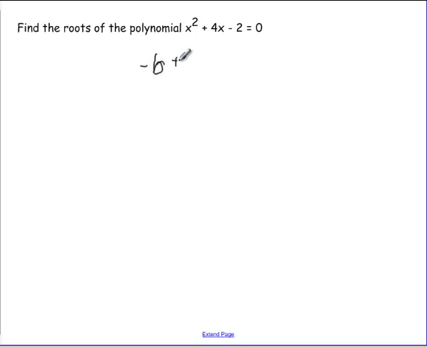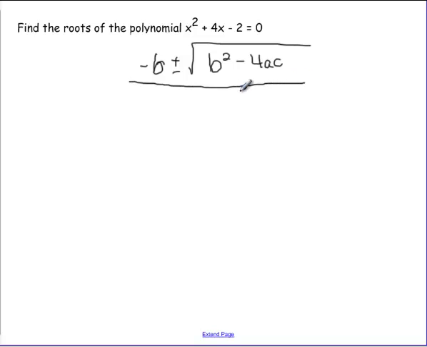Negative b plus or minus the square root of b squared minus 4ac all over 2a. For the 10 people who have watched the video, because I'm making this at 10 o'clock at night, the night you should have watched it, and there's only 10 of you. No, you failed that quiz I gave you today.